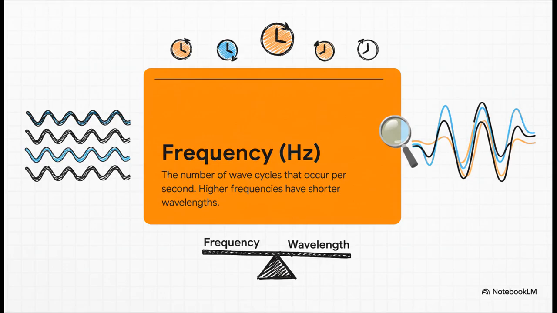Next, we've got frequency, which we measure in hertz. Now, if wavelength is all about distance, frequency is all about time. It's how many complete wave cycles pass by a single point in just 1 second. And here's the crucial thing to get. Frequency and wavelength are totally inversely related. A higher frequency means more waves are packed in, so you get a shorter wavelength. A lower frequency means a longer wavelength. This is actually the basis for things like FM radio. That's frequency modulation, where we encode information by changing the wave's frequency.